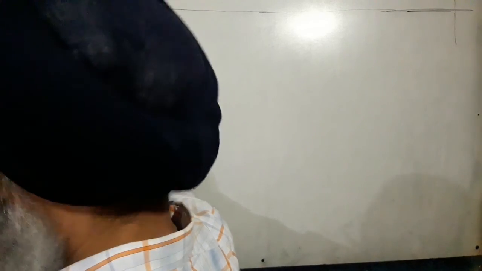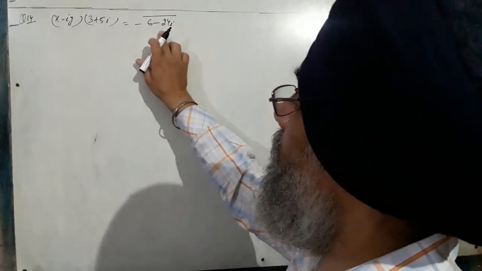The question number 14, we have to find the real numbers x and y. If x minus iota y and 3 plus 5 iota is equal to the conjugate of minus 6 minus 24. So conjugate of this, write the conjugate of this. We have to find the value of x and y, so that the product of these two is equal to the conjugate of this one.